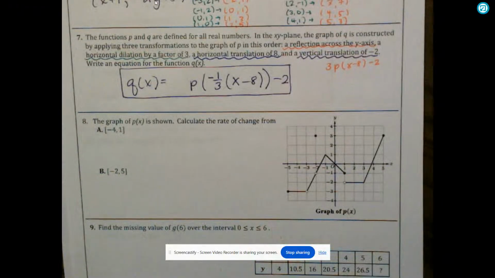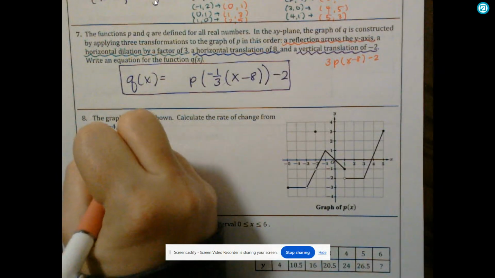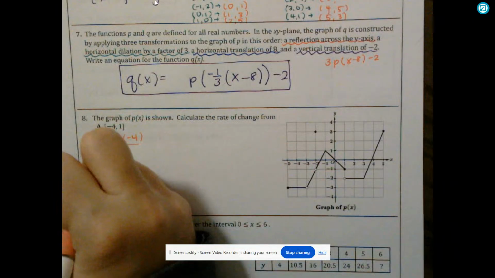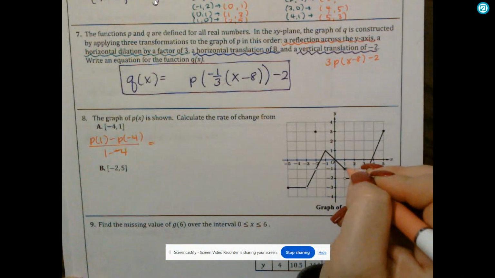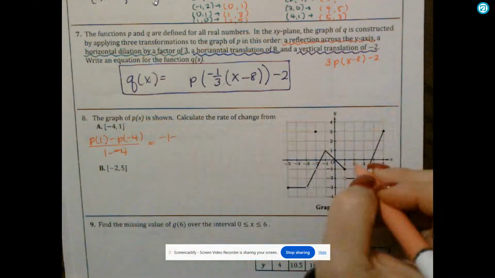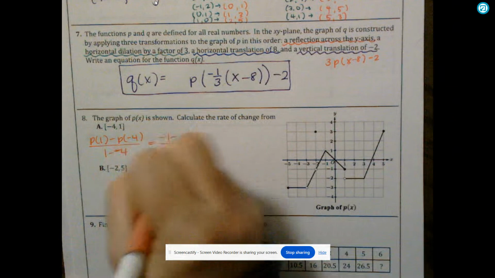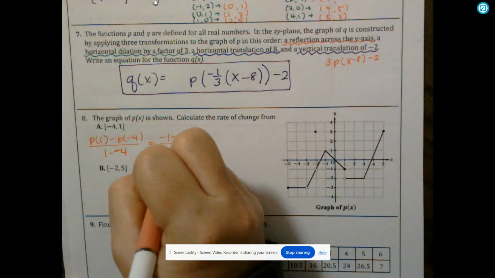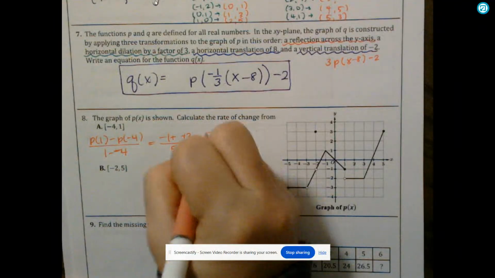All right, number 8, the graph of P of x is shown. Calculate the rate of change from -4 to 1. So we're going to start with that. That just means P of 1 minus P of -4 over 1 minus -4. So P of 1 is going to give me -1 minus P of -4, which is -3, divided by 5. It's going to give me 2/5.